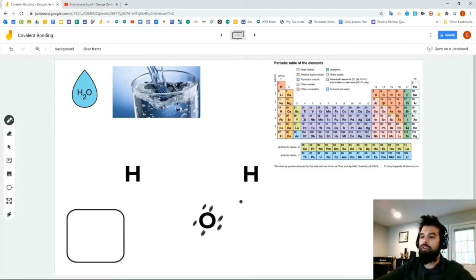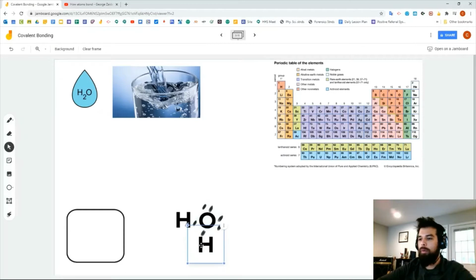Now what I'm going to do is everywhere that I don't have a paired up set of electrons, I'm going to put another atom. So I've got these paired up and I've got these paired up, but this one's by itself on the bottom and this one's by itself on the side. So I'm going to take this hydrogen and put it right there. And I'm going to put this one right here.